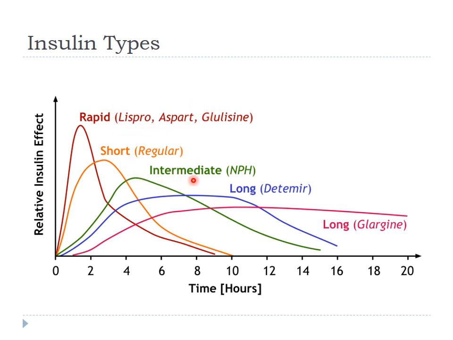So if you're on a budget, then what you're going to do is spend all your money on your rapid, and then you're going to use intermediate. And you're going to use intermediate for two things. In a large dose, you can use it to skip an injection at lunchtime, okay?